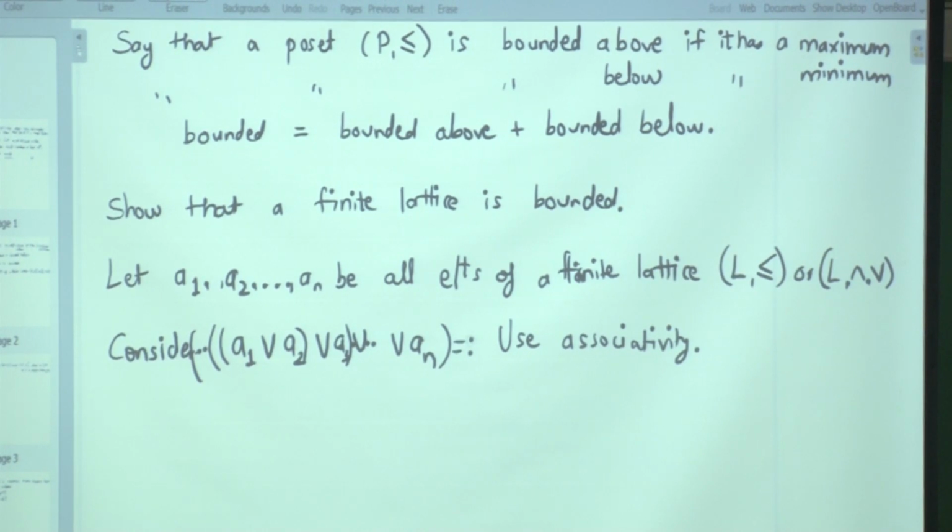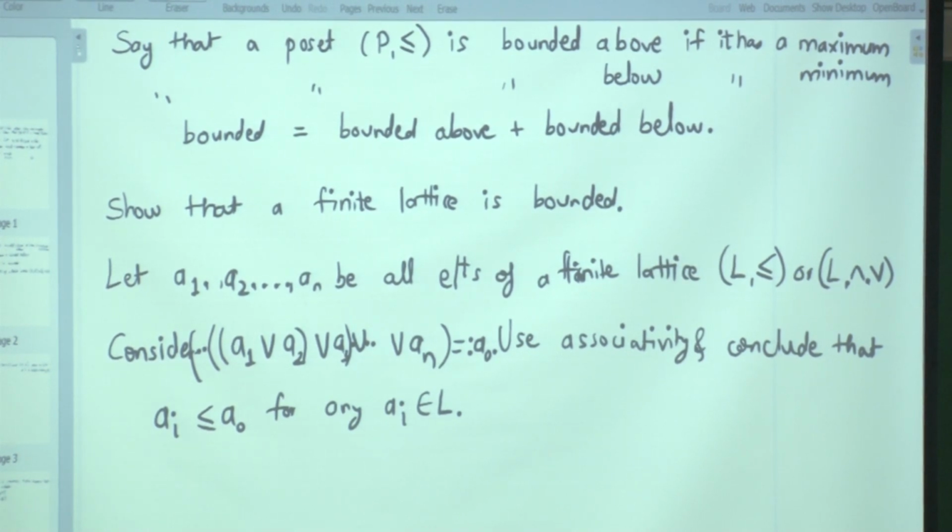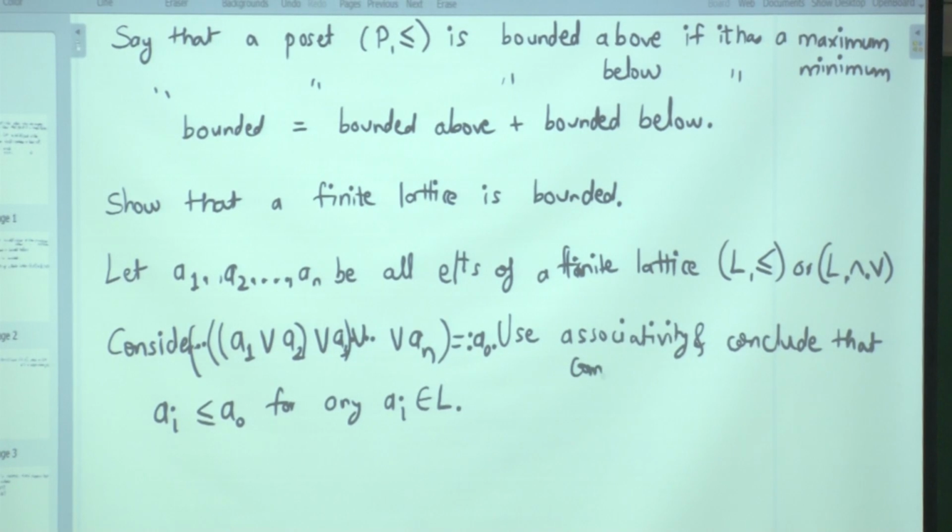So maybe I am calling this particular element A naught, defined by definition to be equal to this. Use associativity and conclude that AI is less equal A naught for any AI. How do you do that? By using associativity and commutativity also. I will show you how to conclude that AN is less equal A naught.